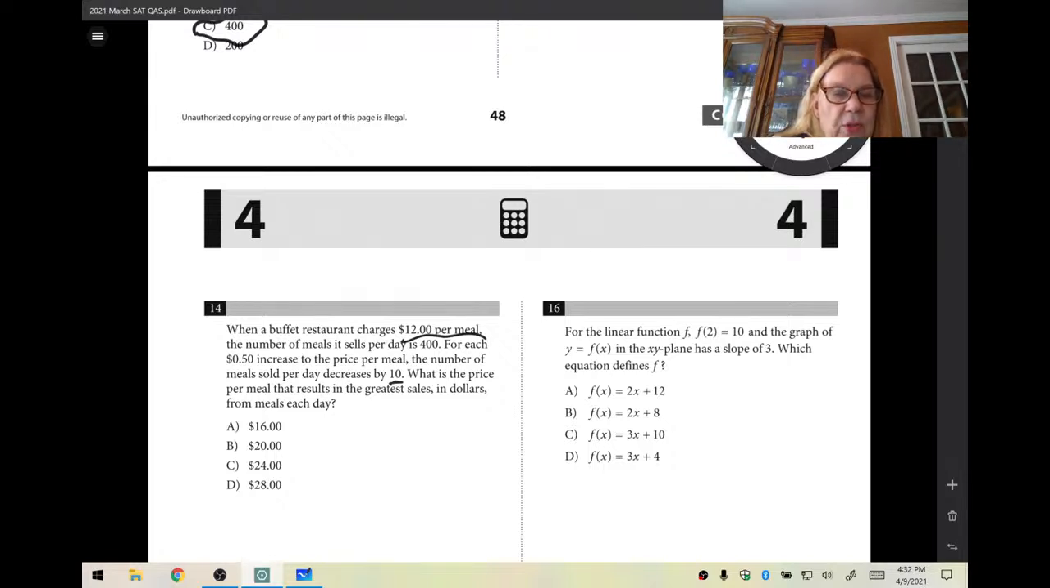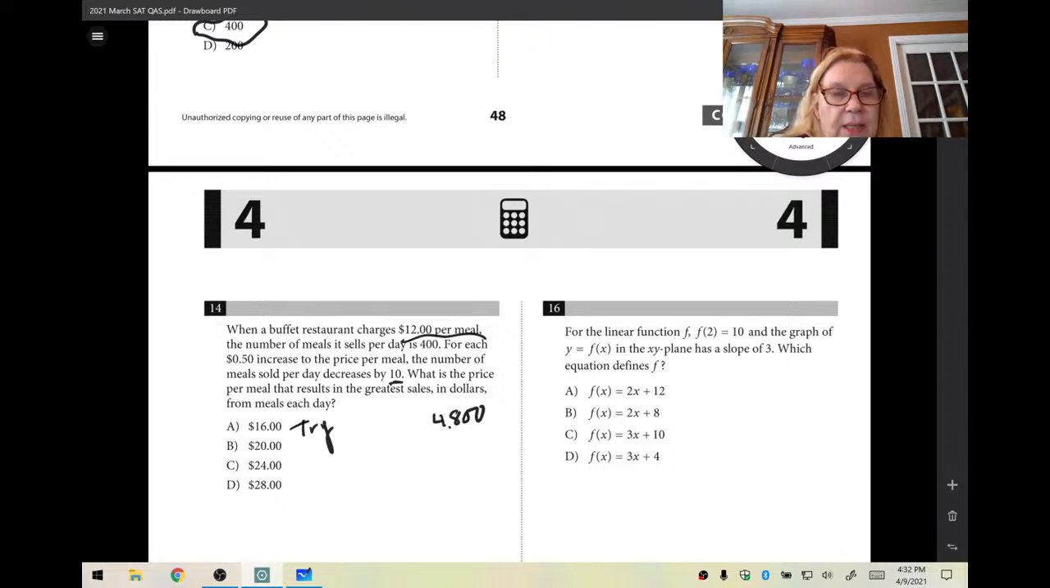So basically, we have to try the choices because we don't want to go into finding a graph. So initially, you can see it's 400 times 12. The restaurant at $12 would be making, let's see, 48. What is 12 times 400, Jim? Is it 48,000? Yeah, 4,800. 12 times 400? Yeah, just 4,800. Sorry. Should have caught that. 4,800.